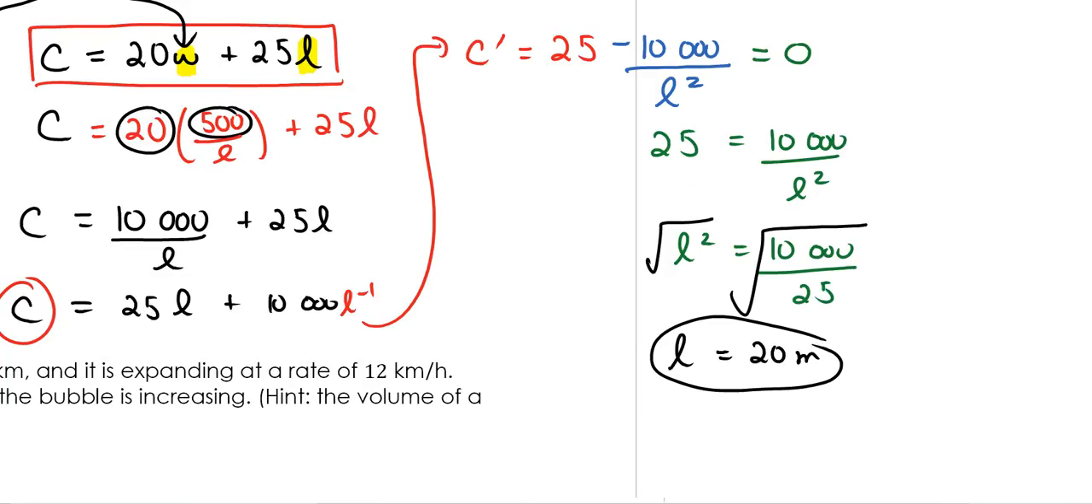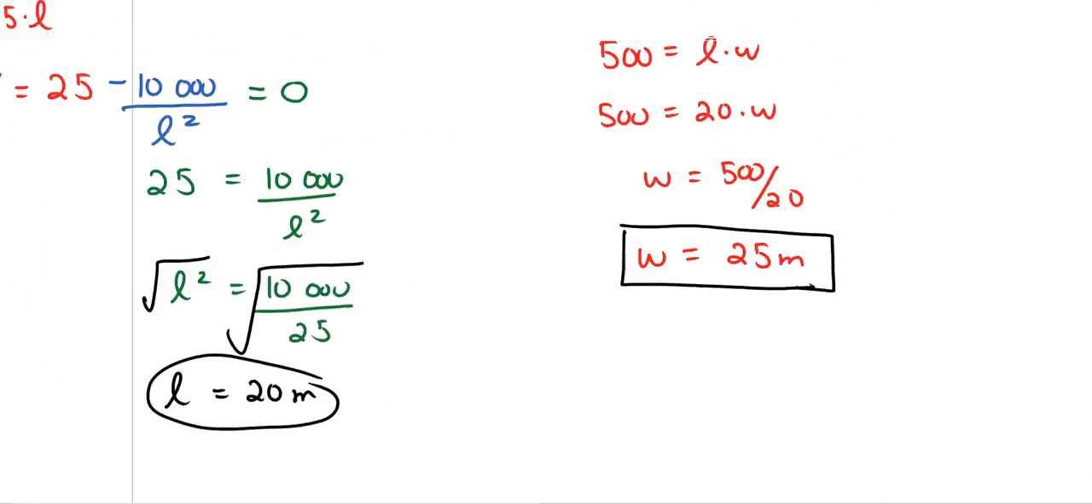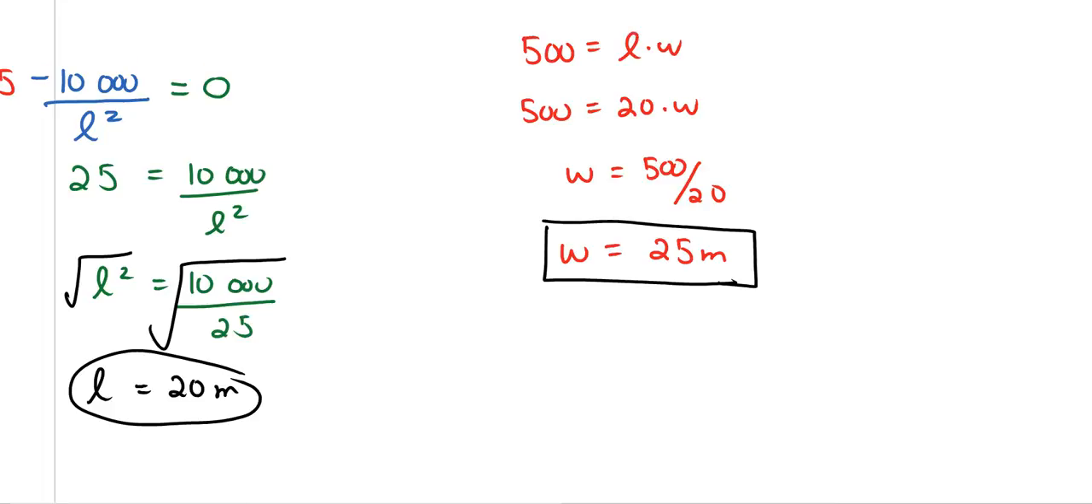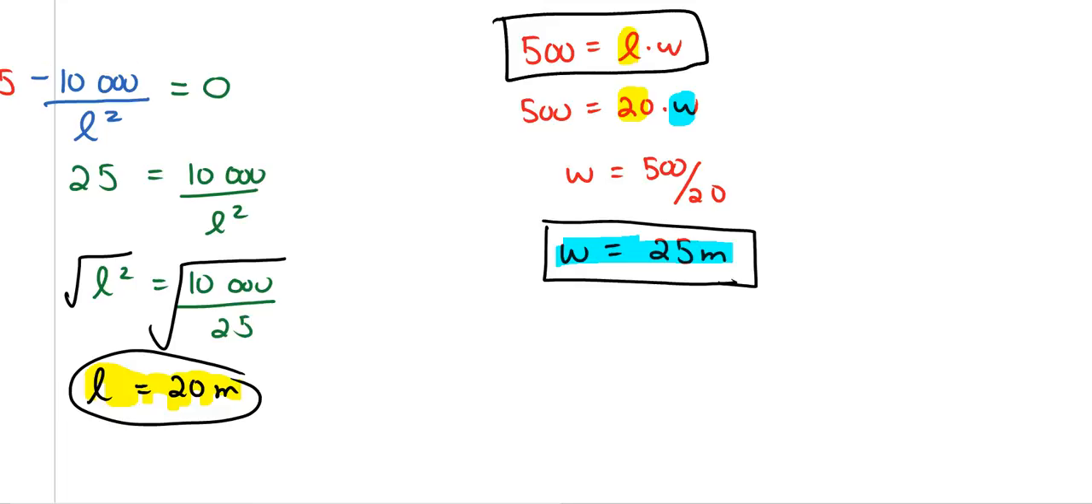Now if your length is 20 meters, you can simply find your width by going back to your area formula here, and you can change L to 20 meters and just solve for your width, and your width will be 25 meters. Okay, so your length is 20 meters and your width would be 25 meters, and those are the dimensions that would minimize the total cost of the enclosure.